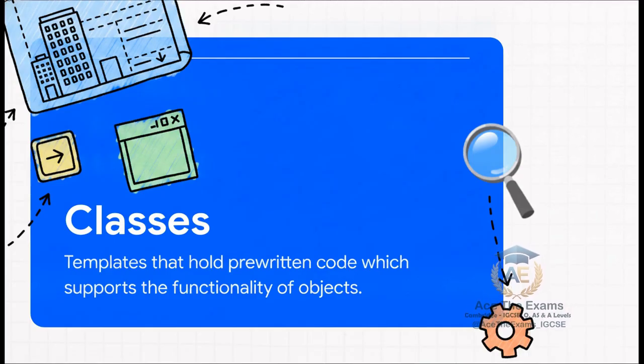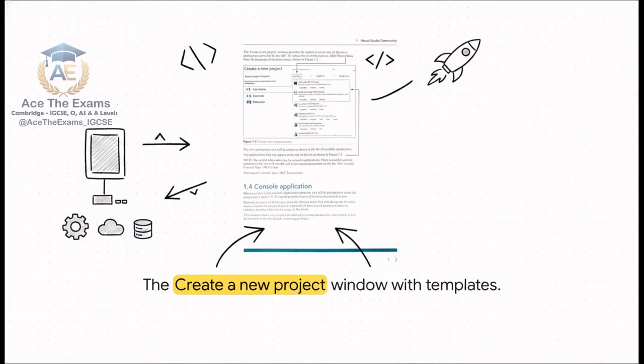So instead of writing every single detail from scratch, like exactly how a button should look or how a window should minimize, programmers can just use these templates. It saves a massive amount of time by giving you optimized, ready-to-go code for common objects you're going to use over and over again.